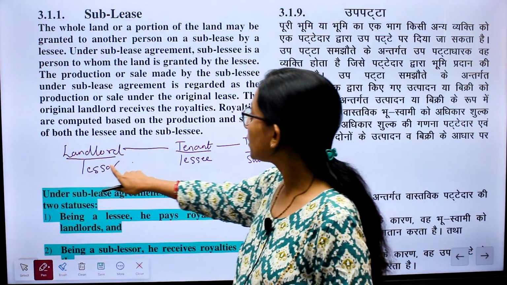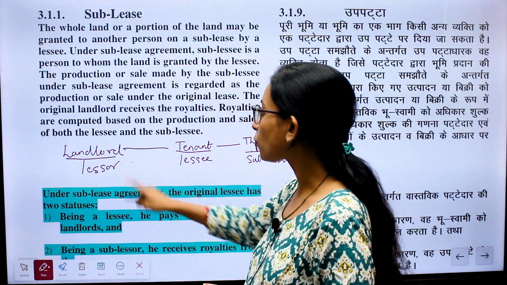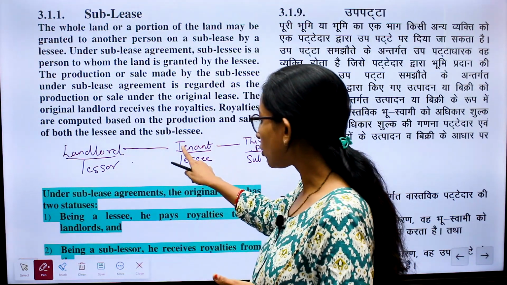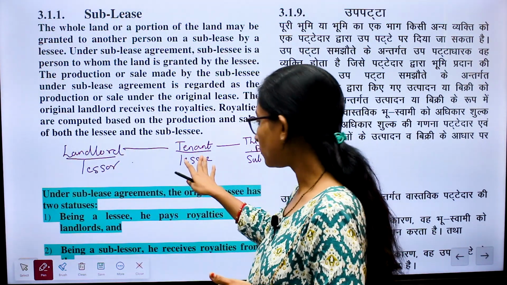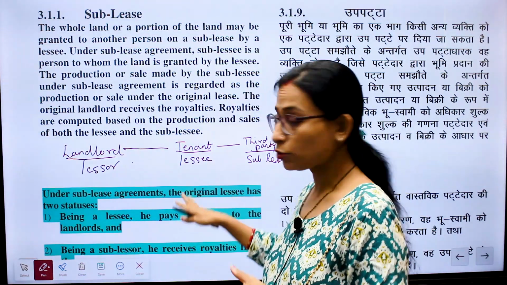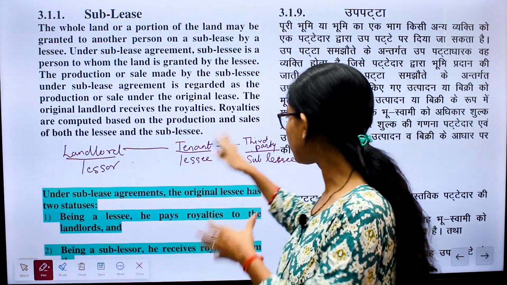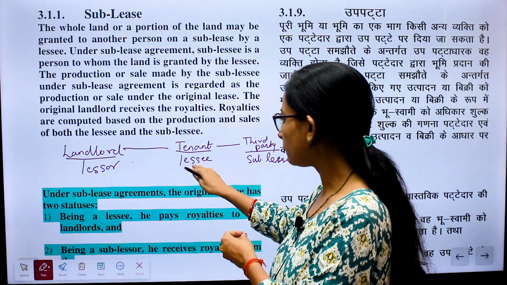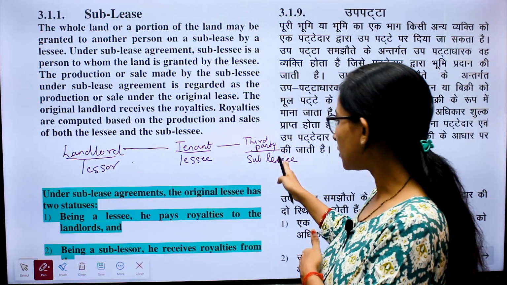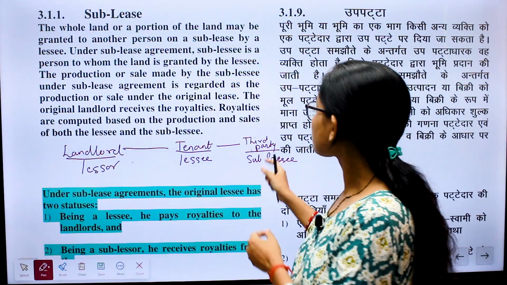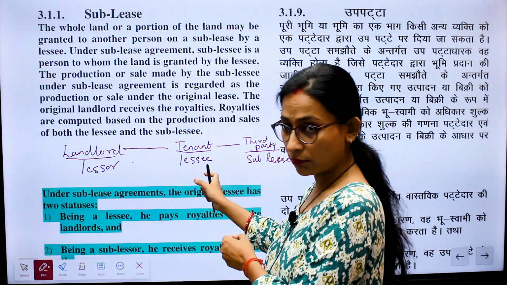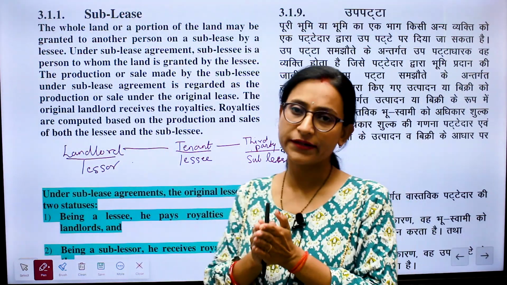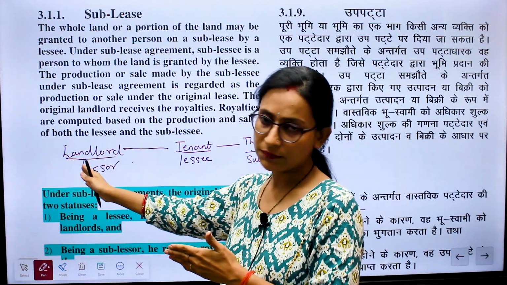Now the landlord will receive royalty from the lessee. The landlord will receive the royalty from the tenant, and the tenant is liable to pay the royalty amount of the third party also. What will the lessee do here? He will collect the money from the sublessee, and that money as well as his own royalty, both royalty amounts he will add and pay to the landlord, that is the lessor.